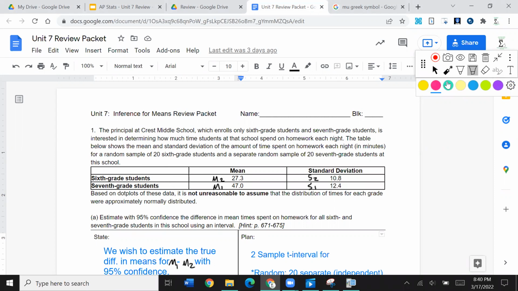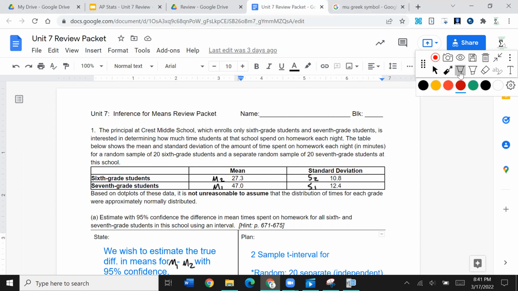If you haven't read the problem, let's just take a look at what's going on. We're talking about the principal at Crest Middle School, which enrolls only 6th grade students and 7th grade students, who is interested in determining how much time students at that school spend on homework each night. The table below shows the mean and standard deviation of the amount of time spent on homework each night in minutes for a random sample of 26th grade students and a separate random sample of 27th grade students.